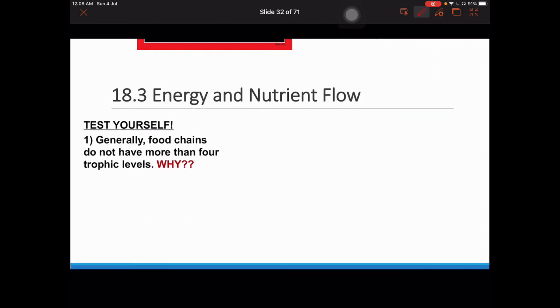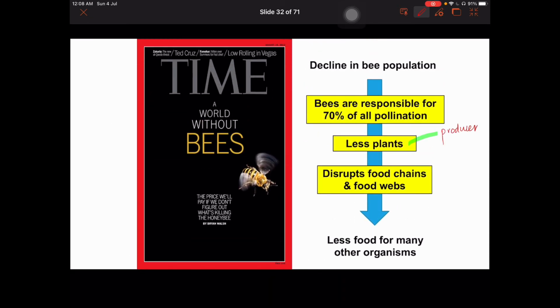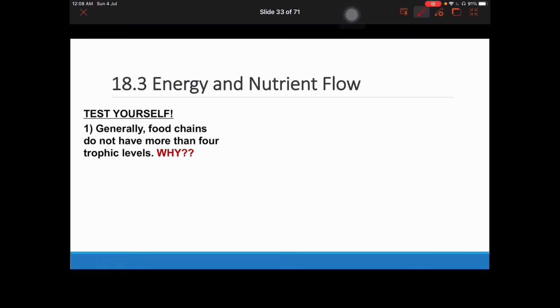So this is the idea that we would like you to think about whenever you're looking at food chain and food web. So it's really more of the application.